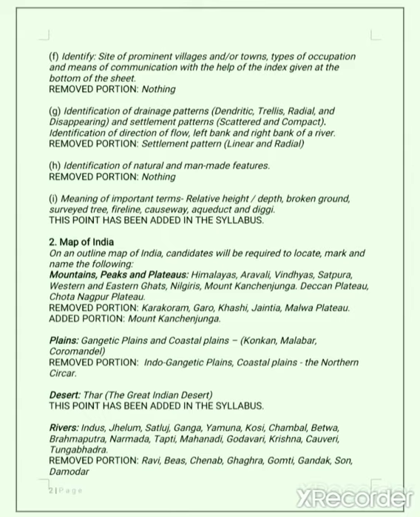Okay. Next, rivers. Here you are expected to locate and mark Indus, Jhelum, Satluj, Ganga, Yamuna, Kosi, Chambal, Betwa, Brahmaputra, Narmada, Tapti, Mahanadi, Godavari, Krishna, Kaveri, Tungabhadra. And the removed portions are Ravi, Beas, Chenab, Ghagra, Gomti, Gandak, San, Damodar.